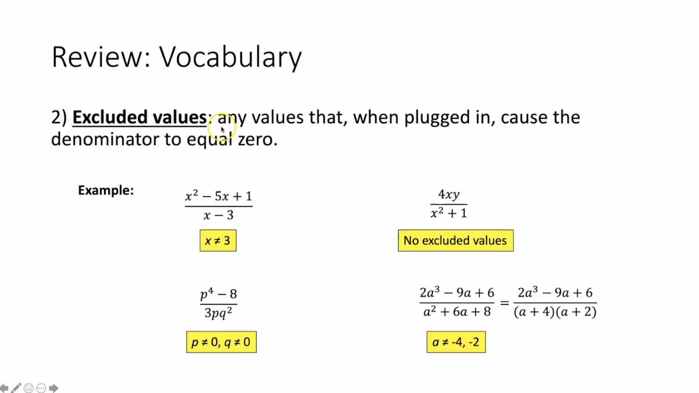Now let's talk about excluded values. Those would be any values that, when plugged in, cause the denominator to equal 0. So all we're looking for are values of the variable in each of these rational expressions that would cause the denominator to equal 0. So in order to figure out these excluded values, all you have to do is just set your denominator equal to 0 and solve for your given variables.